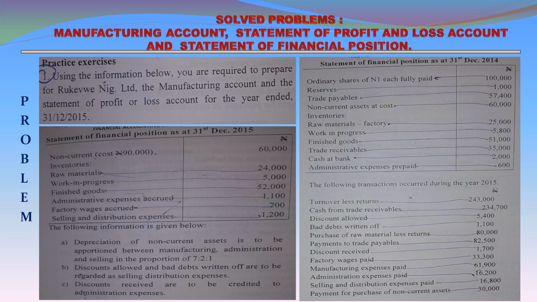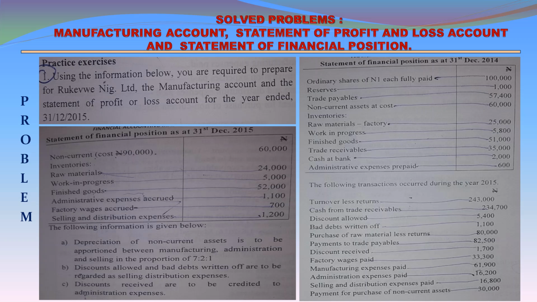Administrative expenses prepaid 600. The following transactions occurred during the year 2015. Turnover less returns 243,000. Cash from trade receivable 234,700. Discount allowed 5,400. Bad debts written off 1,100. Purchase of raw material less returns 80,000. Payments to trade payables 82,500.